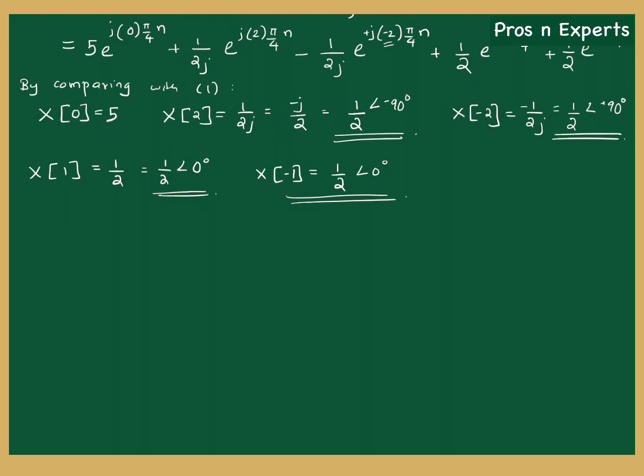X of 0 is equal to 5, that means it is 5 angle 0 degree. You know that it's a scalar value. So x of 0, x of 2, which is half angle minus 10 degree, x of minus 2, x of 1, and x of minus 1. Now the question clearly asks us to plot the magnitude and phase response. So let us do the plot of magnitude and phase response quickly.